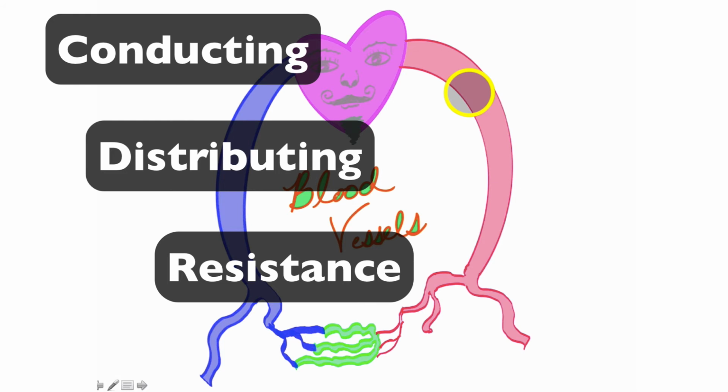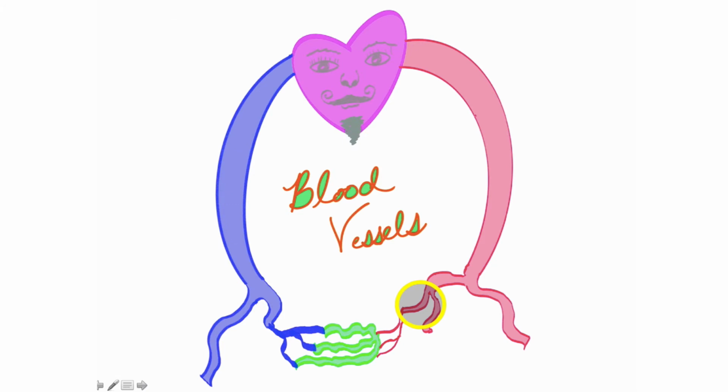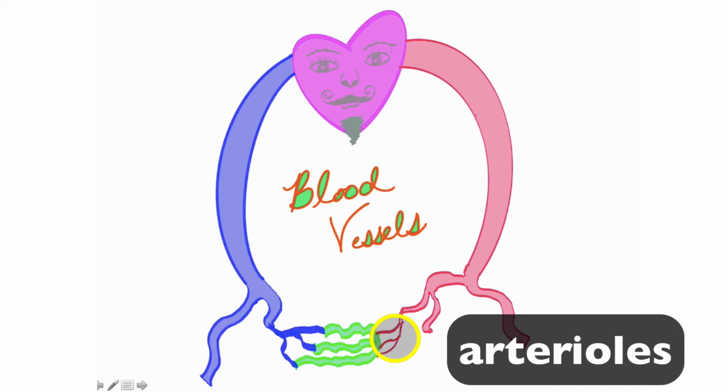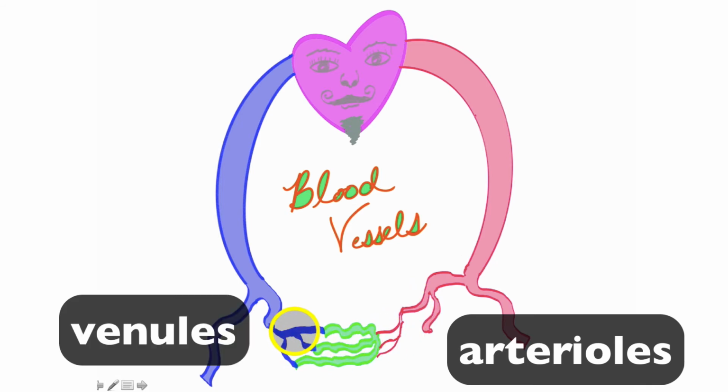So we have conducting arteries, distributing arteries, and resistance arteries. The smallest of the resistance arteries are the arterioles. So we have conducting arteries, distributing arteries, resistance arteries, arterioles, capillary bed. The smallest of the veins are venules, veins, and then back to the heart.